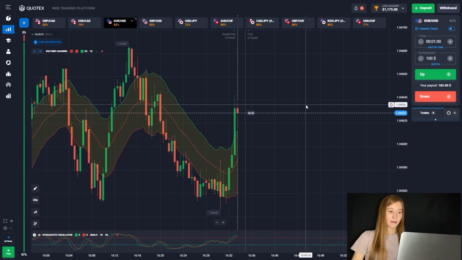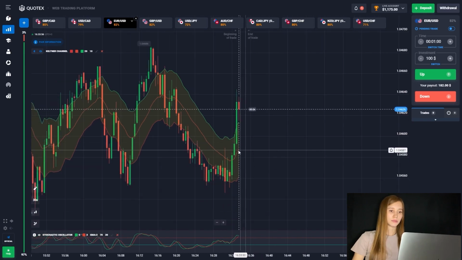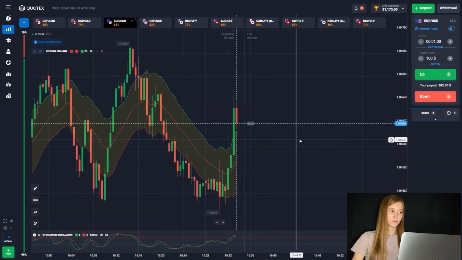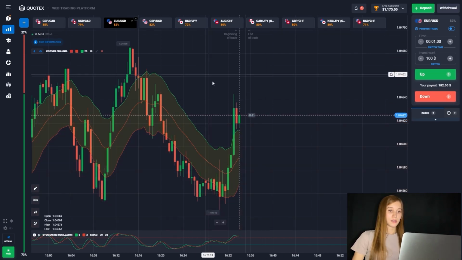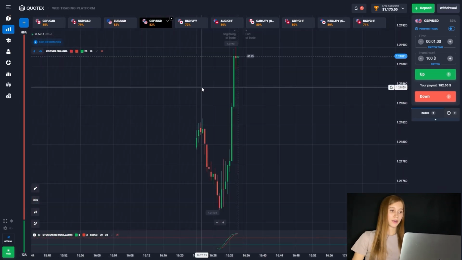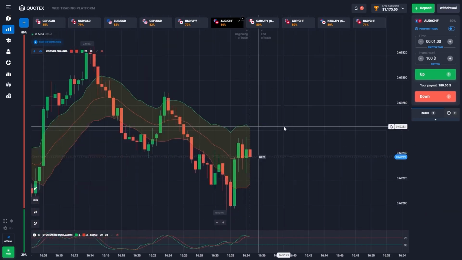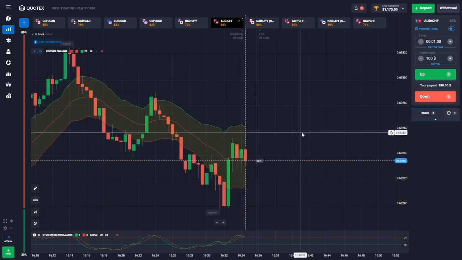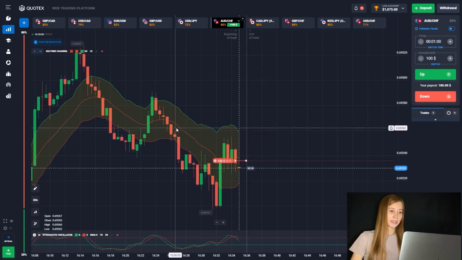Let's see if we have a way out of zone 70. Wait for our signal. So it's not entirely clear. Let's look for more and see. So let's go down. We've seen our signal.